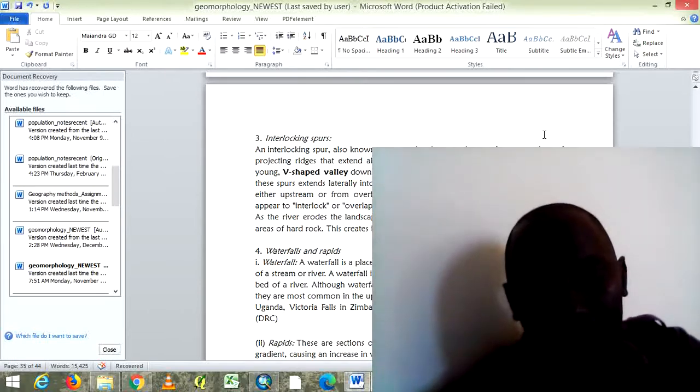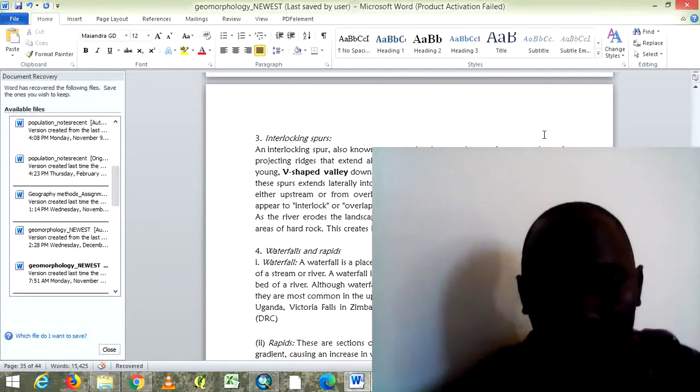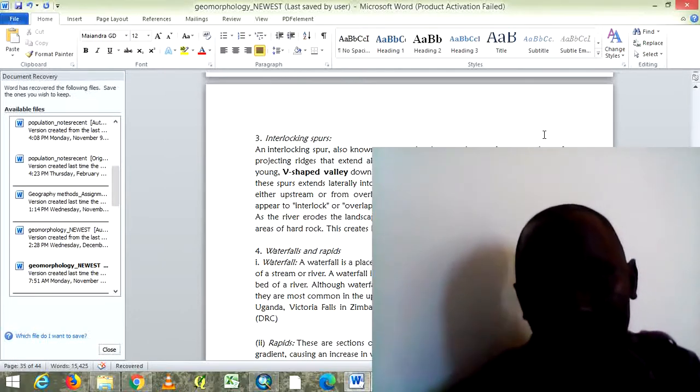which has been created as a result of the interruption or the sudden drop in the course of the river. So a waterfall is formed. We know very well that we have a number of waterfalls: the Sipi Falls, the Oni Falls, the Victoria Falls in Zimbabwe, Livingstone Falls in DRC, and others.